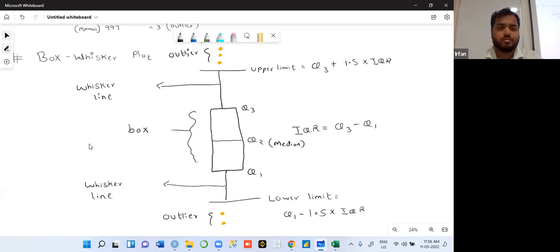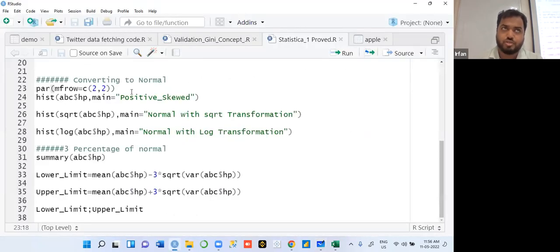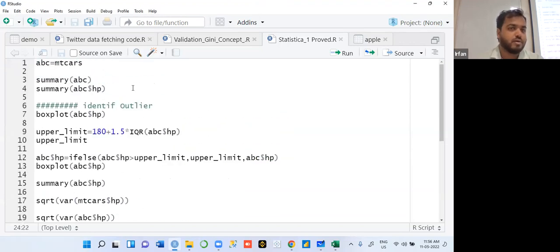Shall I? Let's do an example. I'll show you the image. I'm using a different software, guys. You will also learn the software, which is called R programming. I have written the code in R, easy to understand. Okay.